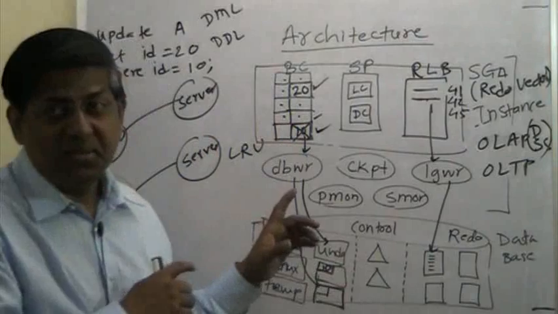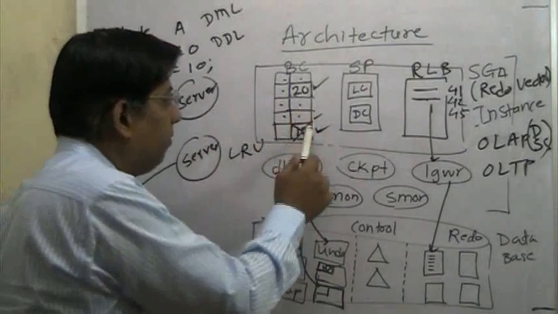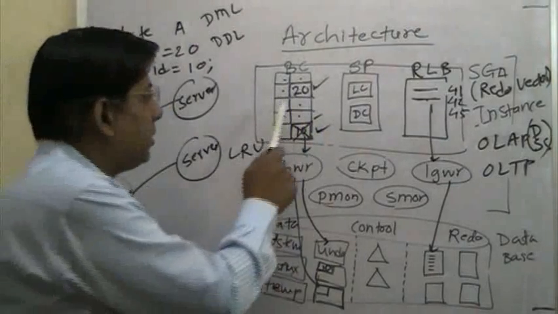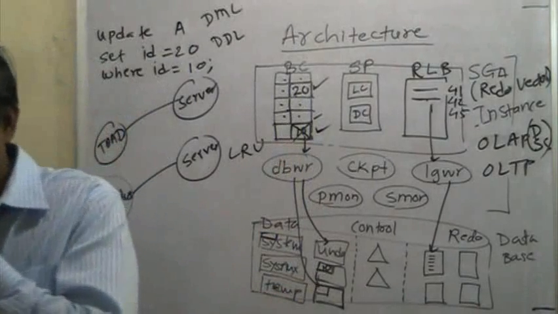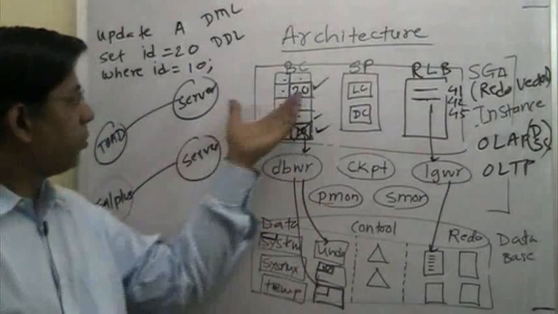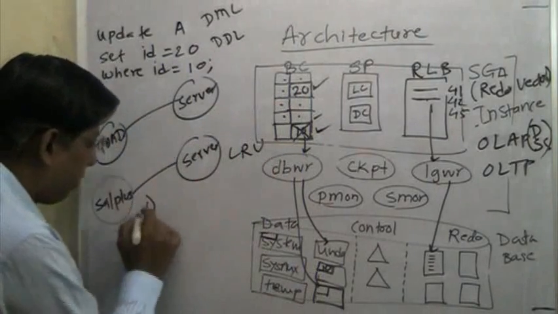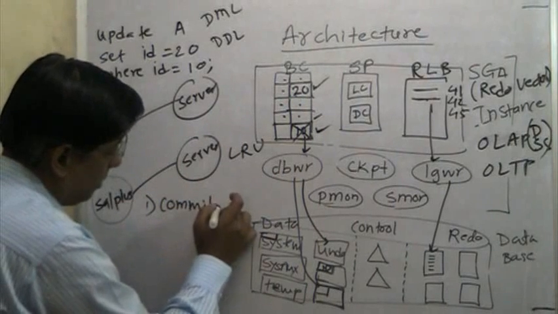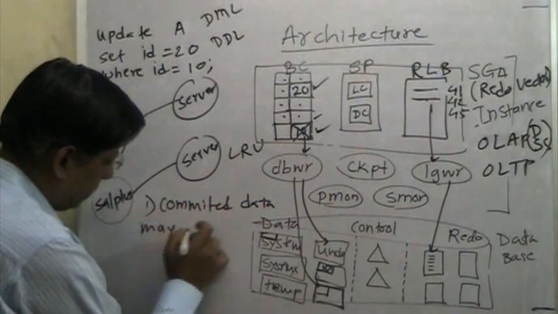So now the second point I want to emphasize: data which is not committed yet may be written to the disk. Why? Because some other guy required space in the buffer cache. So I am going to write these two points here. Number one, committed data may not be written to the disk.